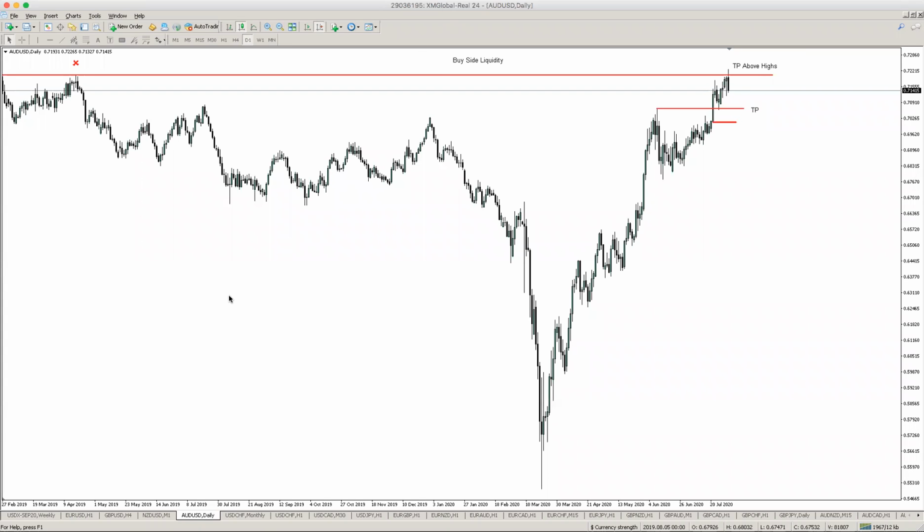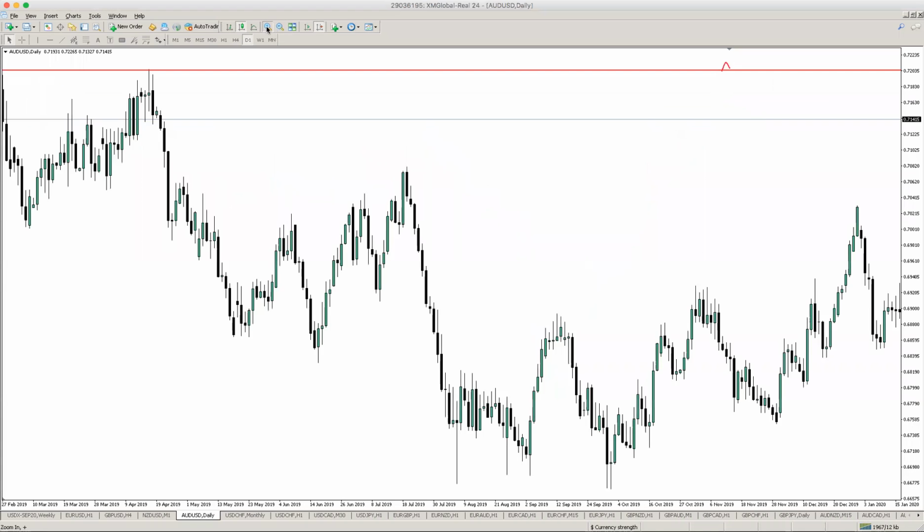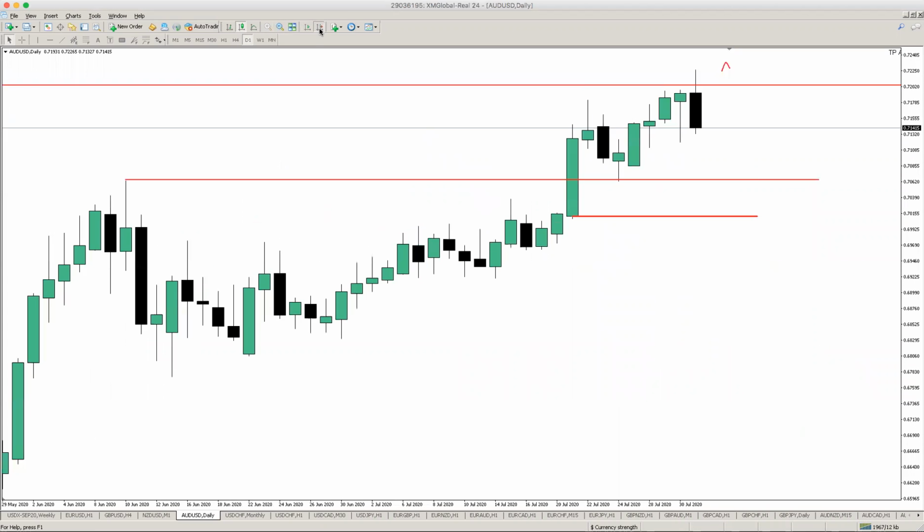Okay, guys. So our third pair for the week is going to be AUD/USD. I gave you this pair last week, and your TP was above this high, and it was reached. That was wonderful. I hope you guys made some pips from that pair. Right now, looking at it, I'm going to zoom out a little bit, make everything clear for everybody.